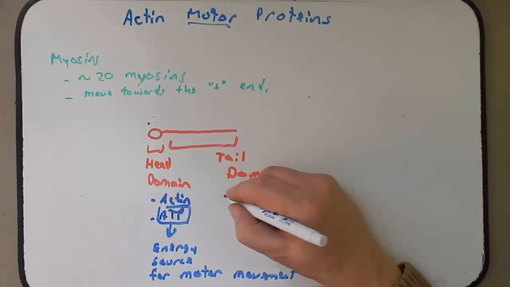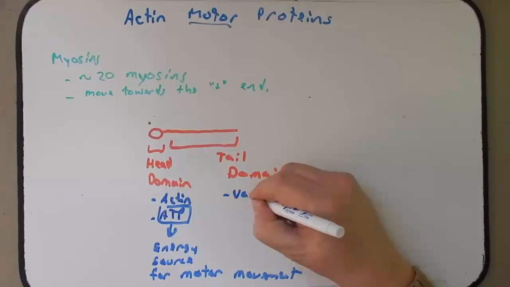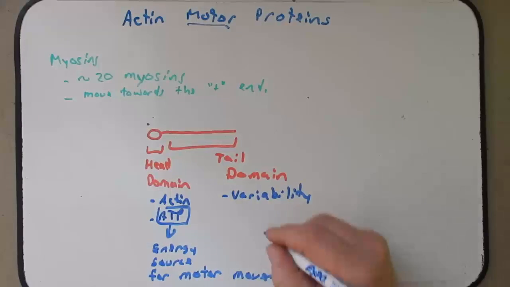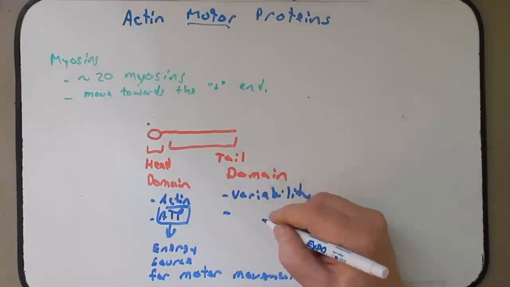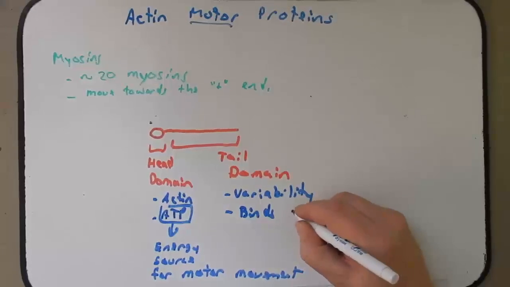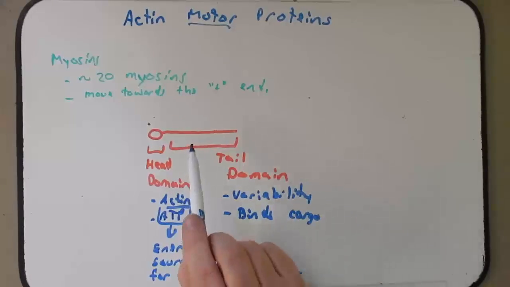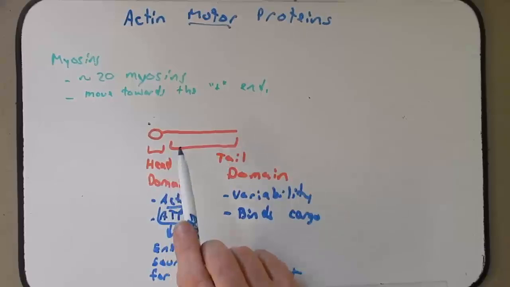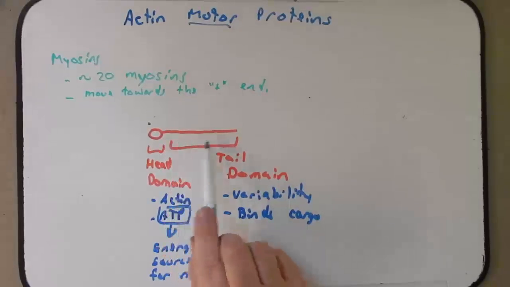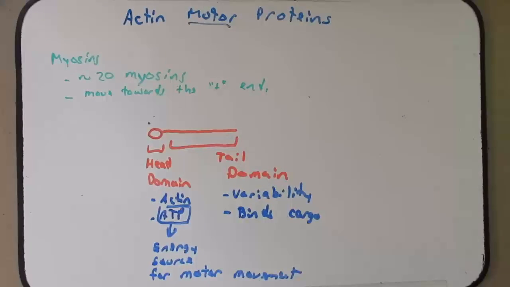This tail domain has lots of variability. It is what helps distinguish the 20 different myosin motors. And the reason it has variability is because the tail domain binds various cargo. It may bind a mitochondrion, it may bind some other organelle, it may bind a different protein altogether, but this is what gives this motor specificity. To show how these motors work, I want to show a quick video, and then we'll come back.